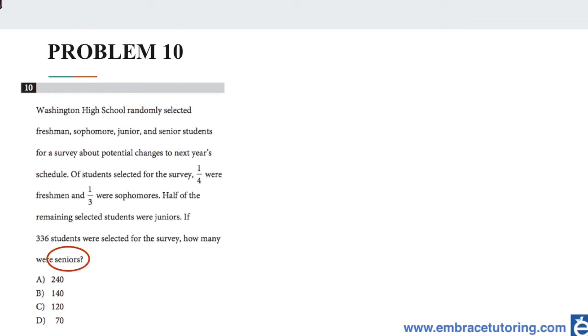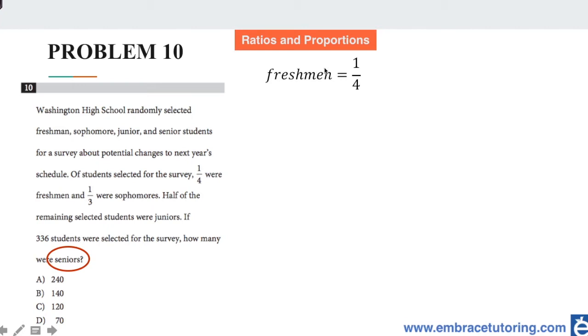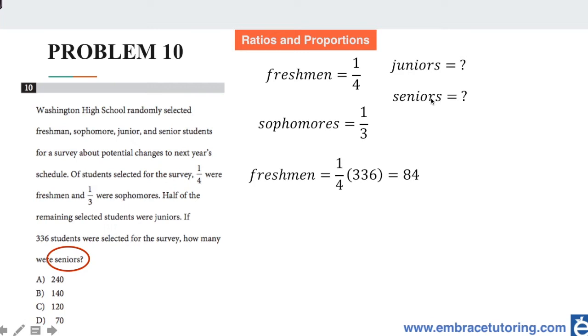So what you'll notice is that they only give you two values for two groups. So what you can do with that in terms of the ratios and proportions is really just say, okay, well, you have one out of this total population, 1/4 are going to be freshmen and 1/3 are going to be sophomores. And we don't know the amount of juniors and we don't know the amount of seniors. However, we do know that half of the remaining selected students were going to be juniors, which means the other half obviously are going to be seniors. So the best way to do this problem is just to simply say, okay, well, let's start deducting. Like, what can we figure out?